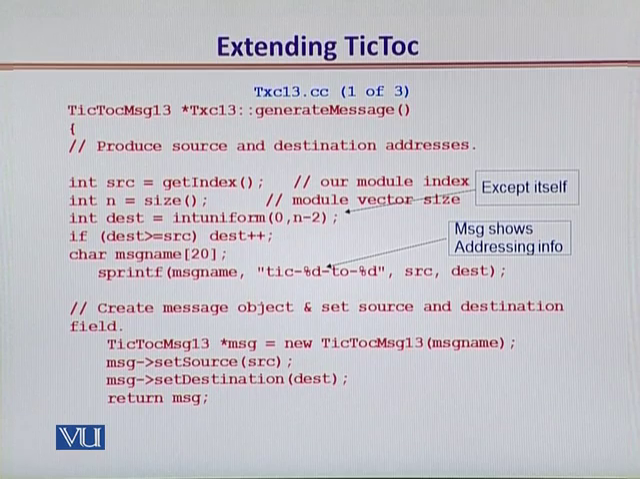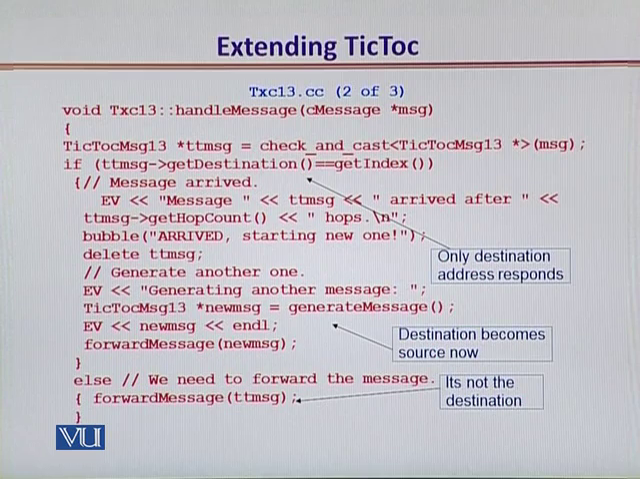Here we see that when the handle method is called, if the TikTok message reaches the destination, whereby the index for that particular node and the destination match, the message arrived display is done. And when the node receives a message, it has to send out a message once again. So you see that in this line of code, TicktalkMessage13 star new message equals generate message, the destination now becomes the source.